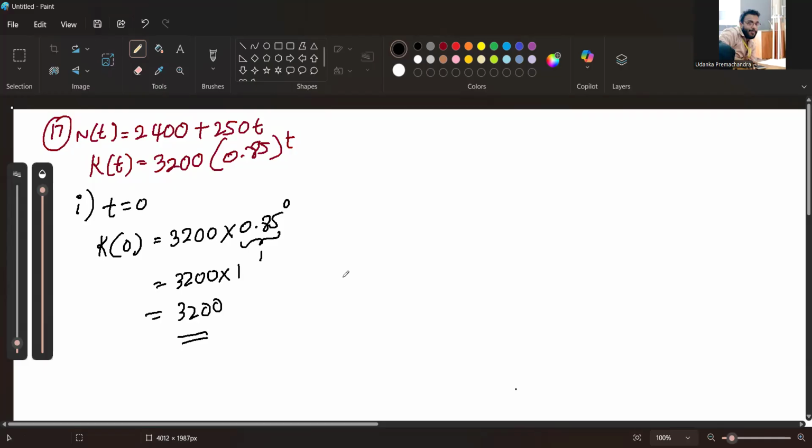Now, kangaroos at the beginning of 2005. From 2000 to 2005, there are 5 years. The kangaroo population is decreasing. After 5 years, you have to consider K(5). Here, T equals 5. So it's 3200 times 0.85 to the power 5. You have to consider T as 5. So what should it be?